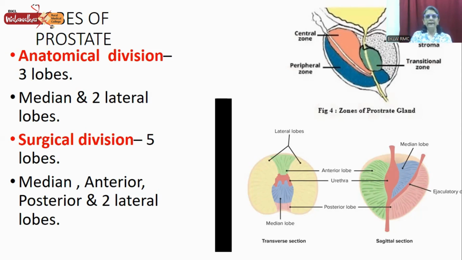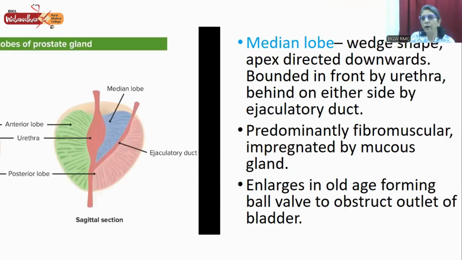You remember that the anterior lobe is a fibrous lobe. One by one, seeing the lobes, the median lobe, which is very important clinically, is wedge-shaped, the blue color which you can see here, with the apex directed downwards and the base upward. It is behind the prostatic urethra and in front of the ejaculatory duct. Predominantly this lobe is fibromuscular, impregnated with mucus glands. So the structure has fibrous tissue, muscular tissue, and also mucus glands.